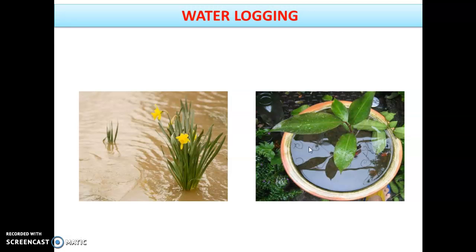So it is advisable that a potted plant should not be overwatered. Overwatering will reduce the rate of exchange of gas through the soil, and this will result in the rotting of the roots.